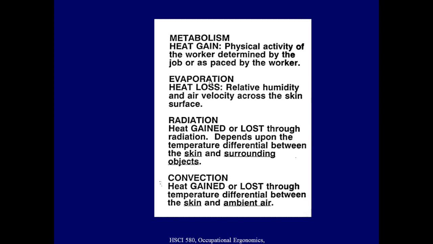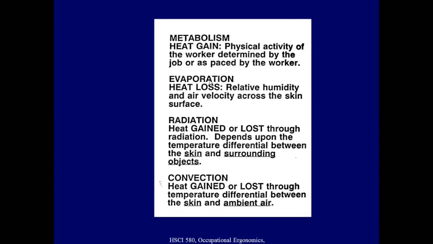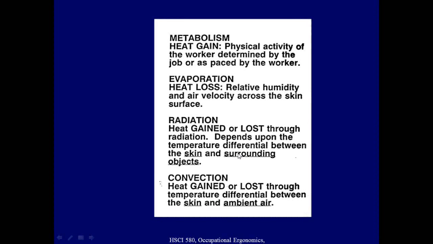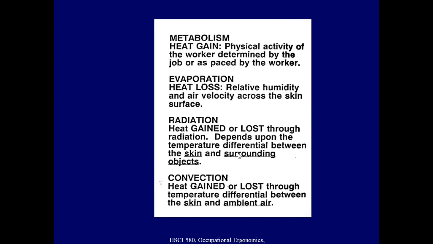That's the relative humidity and air velocity across the skin. Radiation and convection are plus and minuses as symbols. You gain it or you lose it. For radiation, it's the temperature differential between the skin and the surrounding objects. It's the same for convection in terms of gaining or losing, but the key difference is that it's the differential between the skin and the ambient air. So it's very important to distinguish radiation gain or loss and convection gain or loss by the mechanisms in which heat occurs. In the case of radiation, we're looking at the differential between the skin and the radiation coming from that particular object. This could be a blast furnace, or it could be the sun, any radiant source coming in.